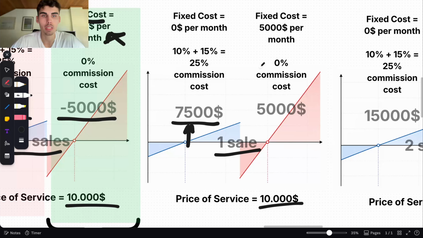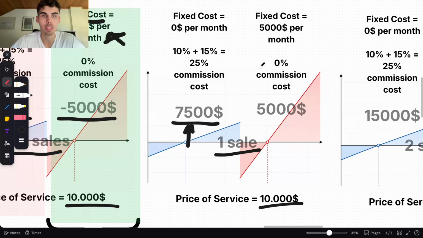Let's see what happens after this business makes 3 sales. Now at 3 sales, this is going to be 30K minus 25%. That's going to leave us with $22,500. And then on the other side, this business is going to make 30K minus 5K. And this business is now going to make $25,000. And we can see that at 3 sales, this business is going to start to make more money than this one. Okay, great. So now we see how these 2 businesses behave based on how many sales we make.